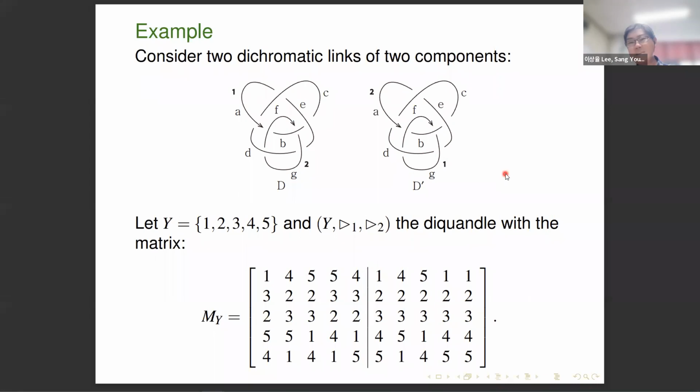So I'm wondering about an example which cannot be distinguished by a quandle diquandle. That's a good question, but I didn't find such examples.